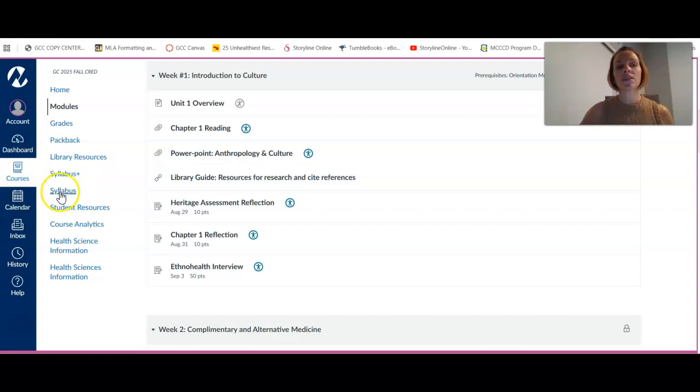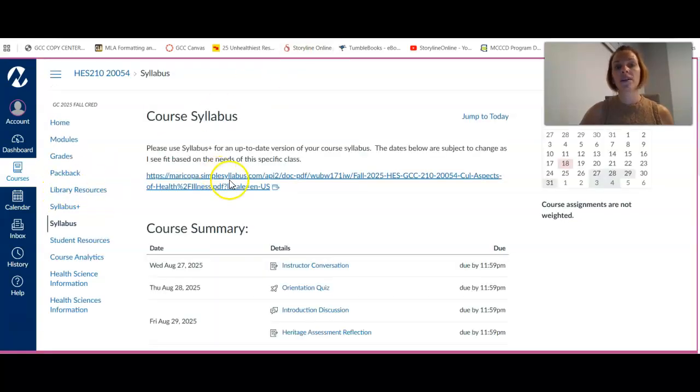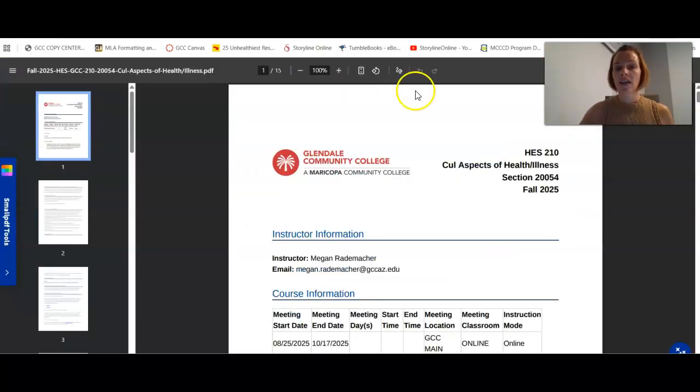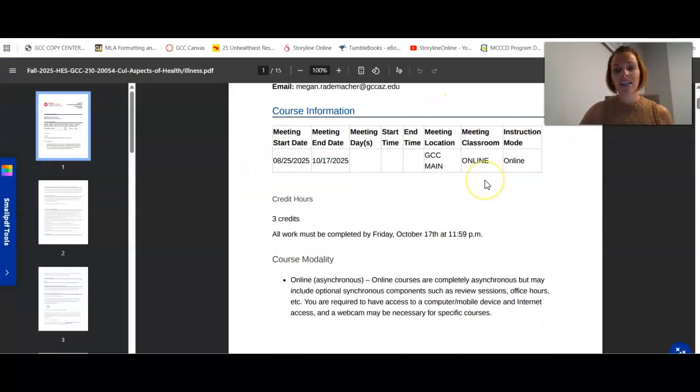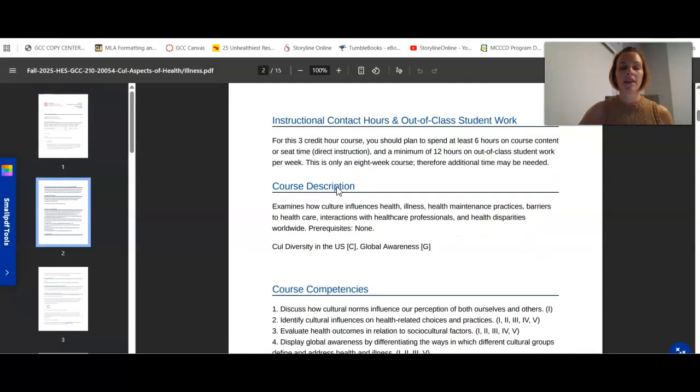You can use your syllabus or syllabus plus here. If you click on the syllabus, it will give you a link to your syllabus plus. Your syllabus is here. Again, this is only an 8-week course, so things move very fast. October 17th is our last day of this course, so 8 quick weeks, okay? Everything is online. You do not need to go to the main campus at all throughout the semester, okay?